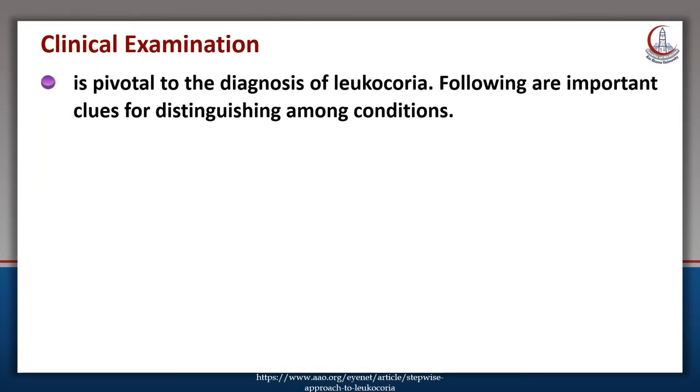The clinical diagnosis of leukocoria, especially the very serious causes, is mainly a clinical diagnosis. Investigations are important for treatment planning and follow-up, and sometimes for confirming diagnosis, but it's mainly a clinical diagnosis. We should note the laterality, if it's unilateral or bilateral.